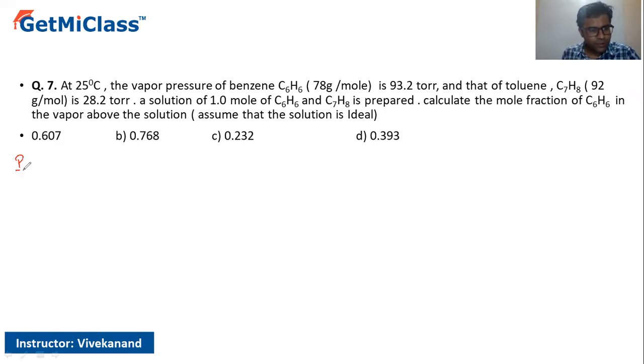Now, the total pressure, what do we know? The total pressure is equal to the partial pressure of the solvent A times the mole fraction of A, plus the partial pressure of B times the mole fraction of B. Correct. So if this is taken into consideration, what do we know about this? First thing, let us say that this is our equation number 1.